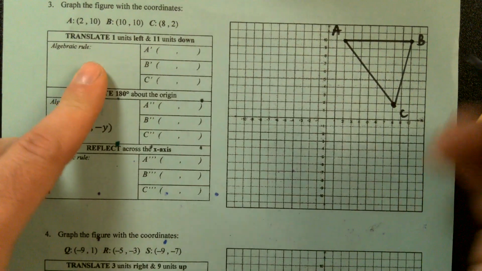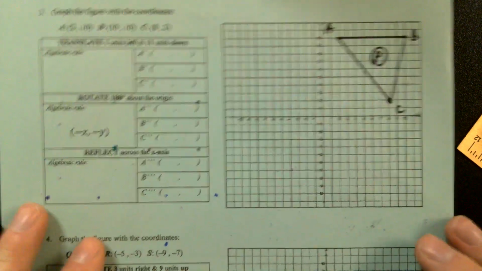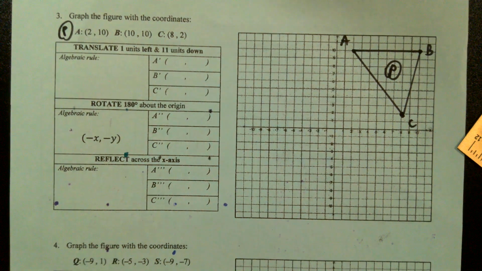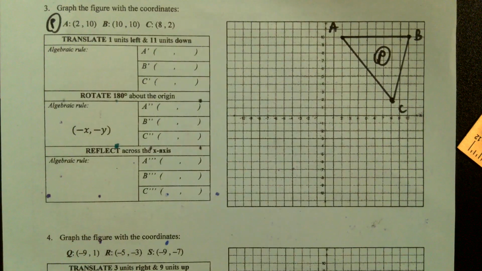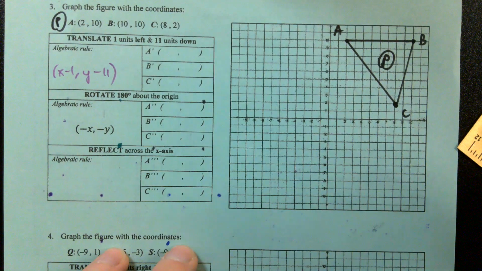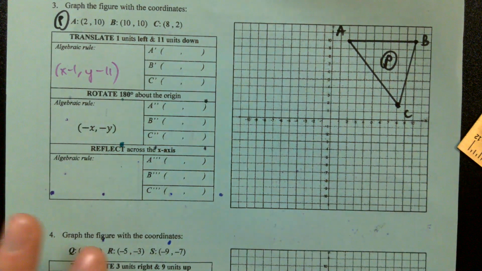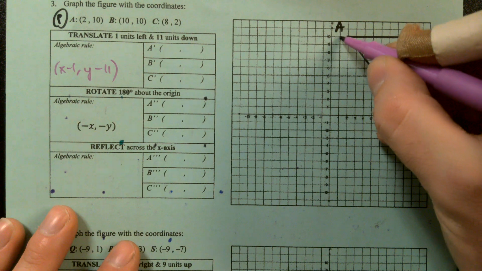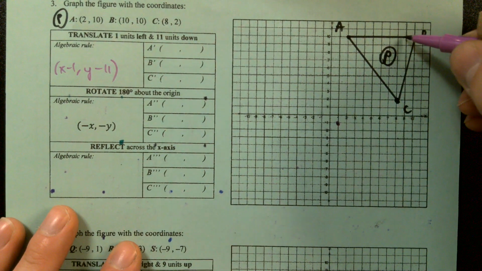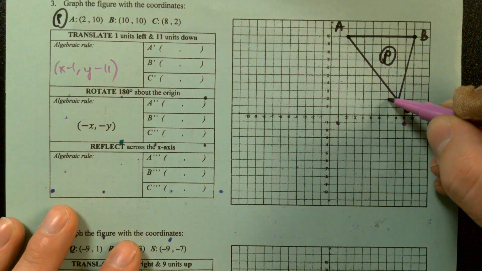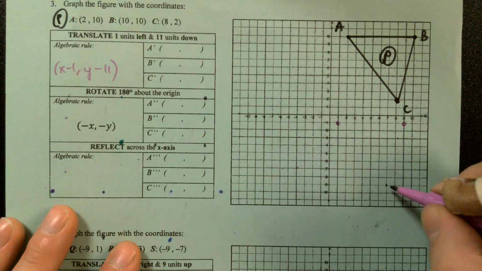All right, so we're going to take this pre-image. I'm going to put a P in the middle for pre-image. We're going to translate it 1 to the left and 11 down. What would my rule look like if I'm going 1 left and 11 down? X minus 1, Y minus 11. I'm going double negative, left and down. All right, so 1 left, 11 down. 1 left, 11 down. Is that right?